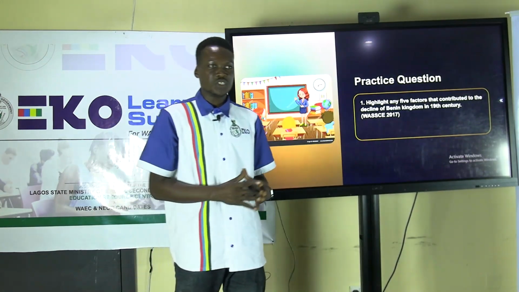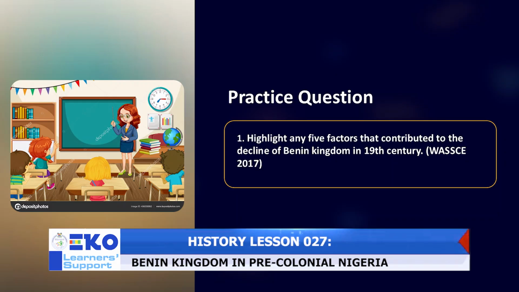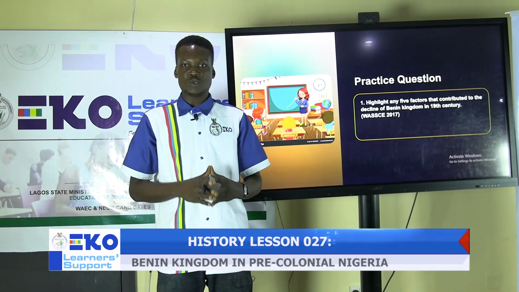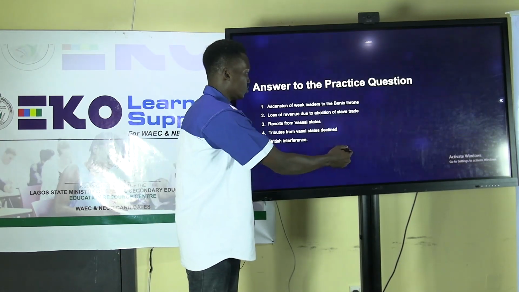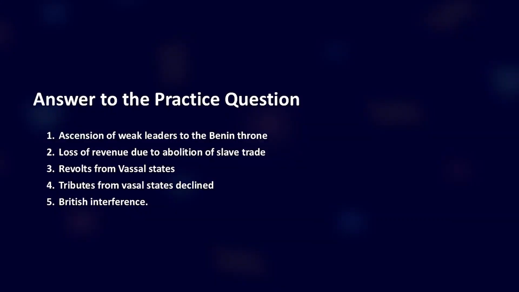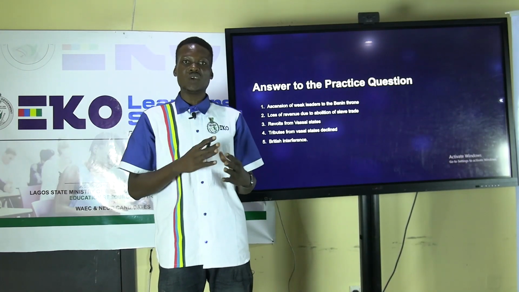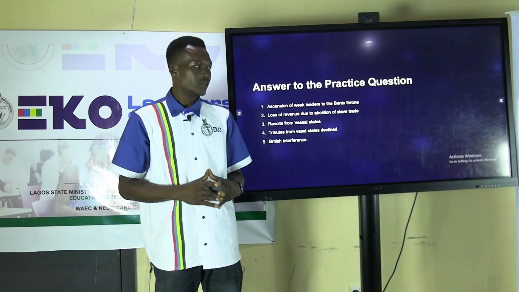Now, practice question. Highlight any 5 factors that contributed to the decline of Benin Kingdom in the 19th century. It was a WAEC question in the year 2017. And the answer to the question: 1. Ascension of weak leaders. Like we said earlier, it got to a point whereby some weak leaders ascended into the throne as the Oba.